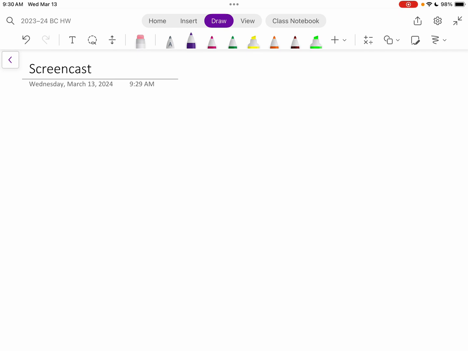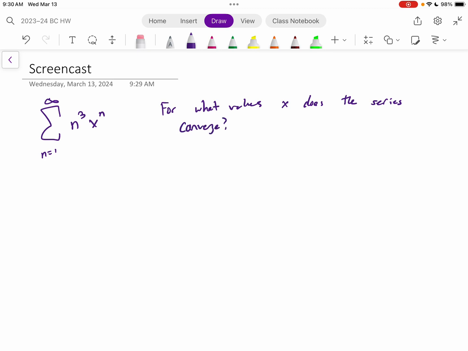So let's suppose you had the infinite series. We'll do something relatively simple to start. Let's suppose we were talking about this, and the goal is to say, for what values of x does the series converge? Okay, and so we're going to want to use our ratio test for absolute convergence, right?